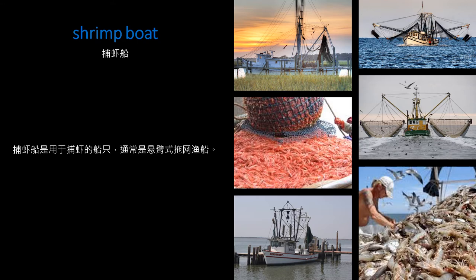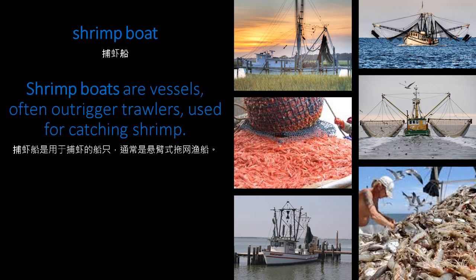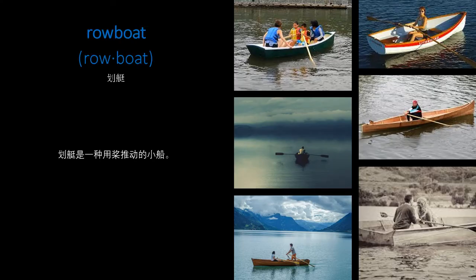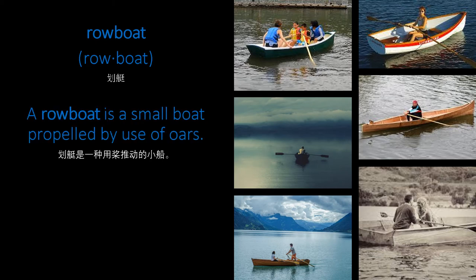Shrimp boat. Shrimp boats are vessels, often outrigger trawlers, used for catching shrimp. Rowboat. A rowboat is a small boat propelled by use of oars.